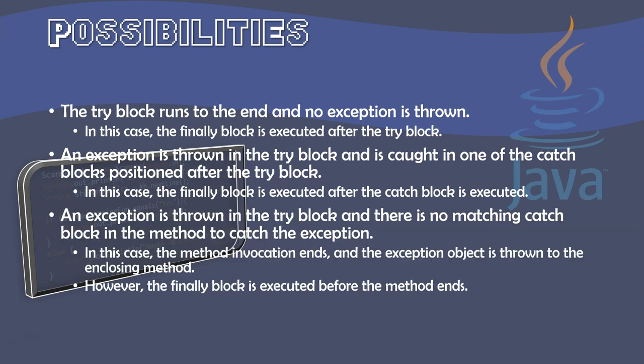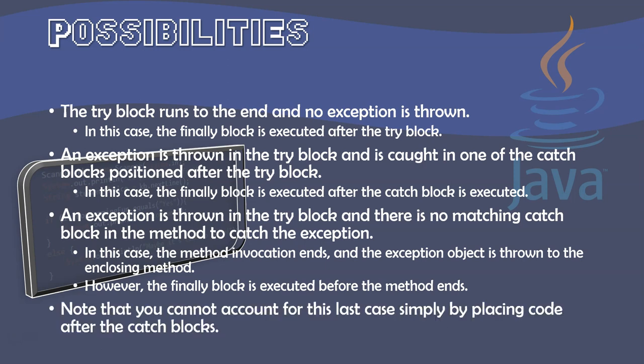In the third scenario, an exception is thrown in the try block, but there's no matching catch block in the method to catch that exception. In this case, the method invocation is going to end, and the exception object is thrown to the enclosing method. However, one thing to note with the finally is that it's still going to execute before the method ends. Now, note, you cannot account for this last case simply by placing code after the catch blocks. Unless you have the word finally there, it's not going to be wrapped in with this try catch.